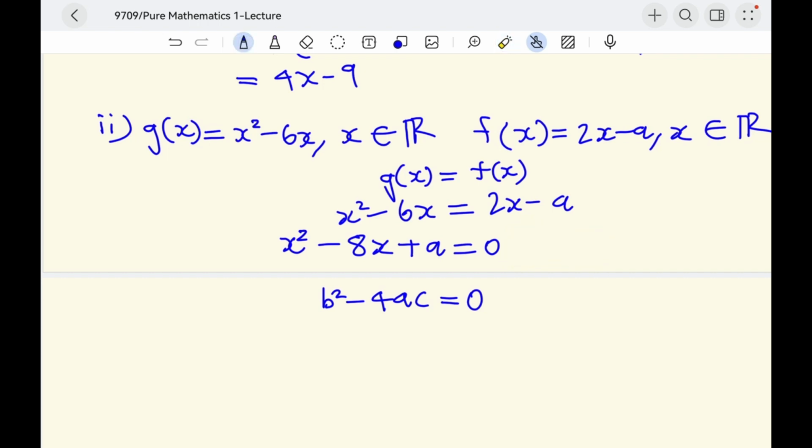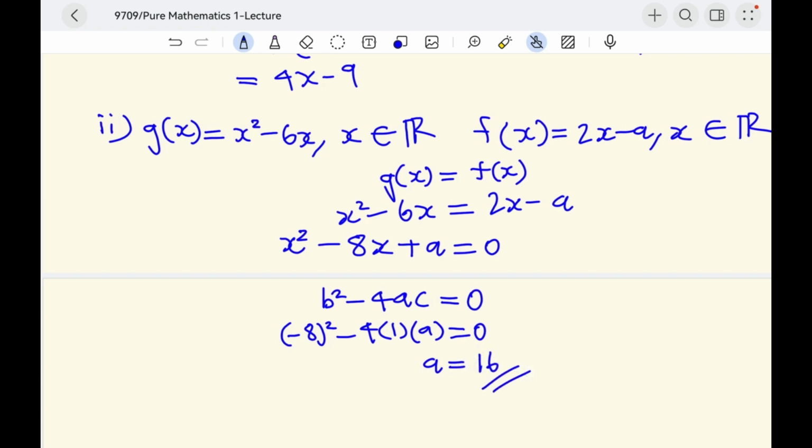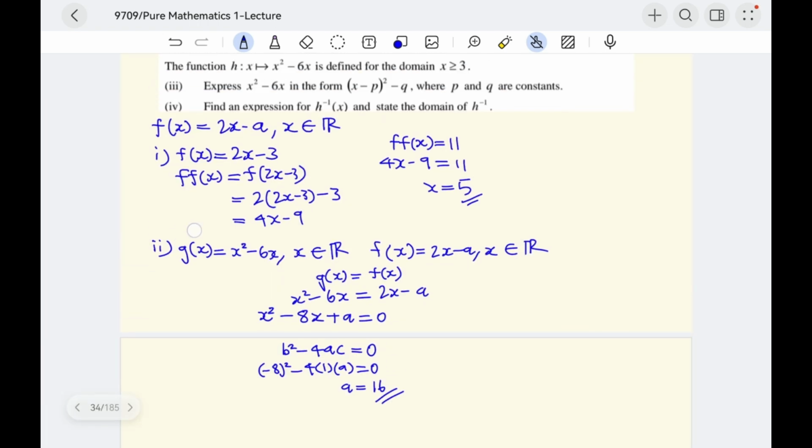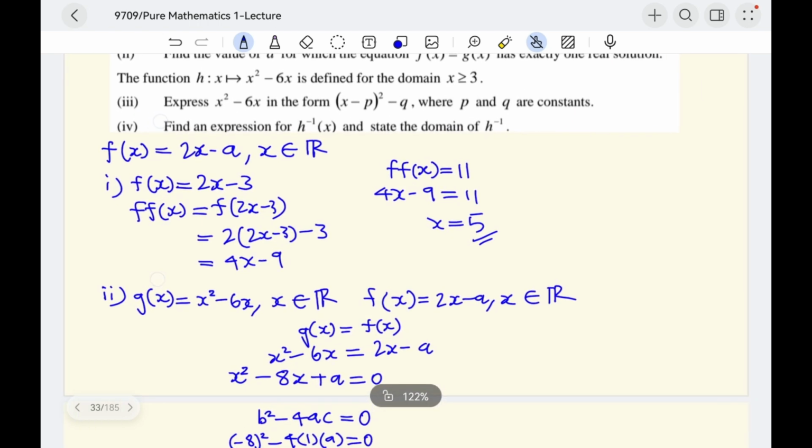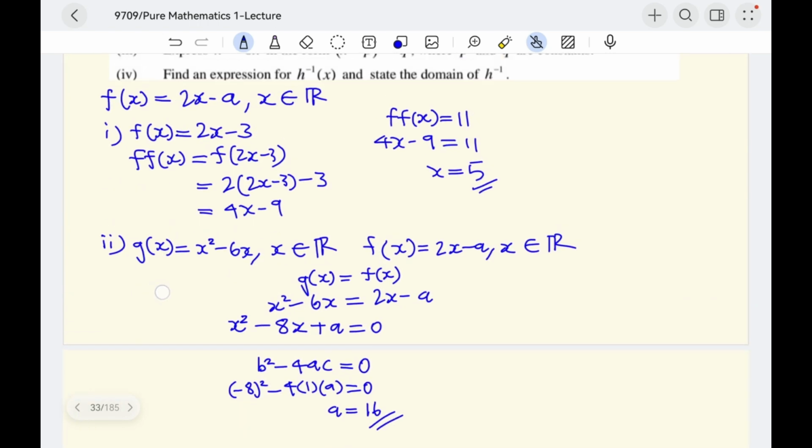Substitute all your a, b, c, the coefficients and constants from the quadratic equation, and next you find the value of a. Just use your calculator, and then you will get a as 16. So I may proceed to the third part.